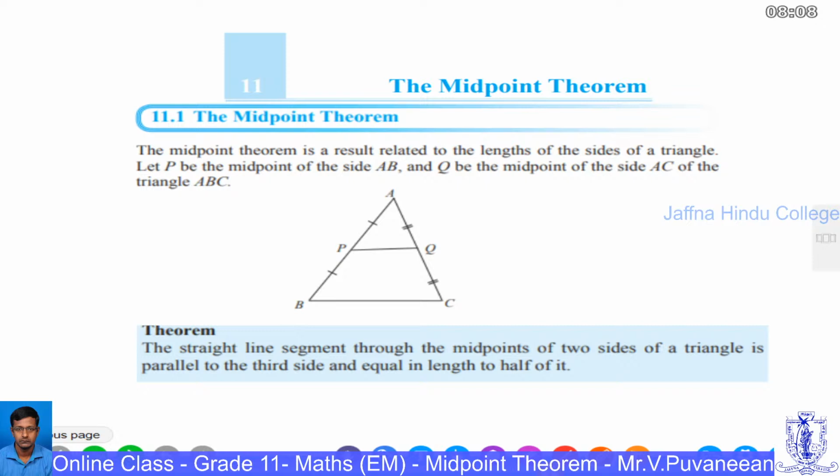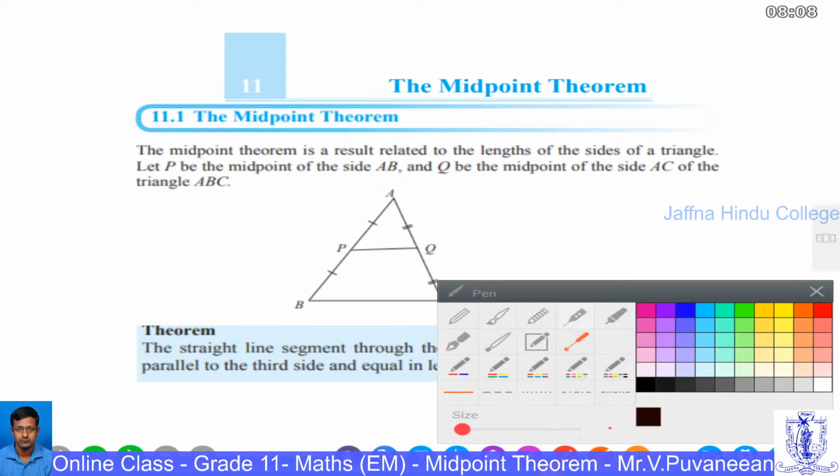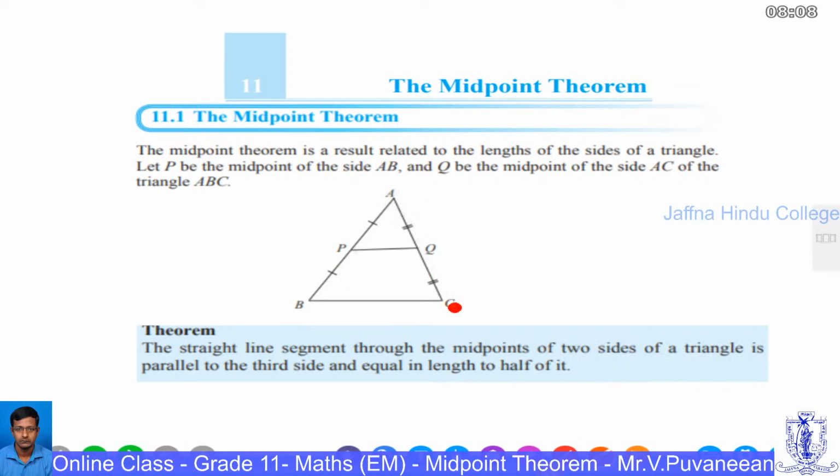Look at this triangle ABC. Here, P is the midpoint of side AB and Q is the midpoint of side AC. P and Q are the midpoints of two sides, AB and AC. The line joining the points P and Q is parallel to the third side BC and also half of the length of the third side.